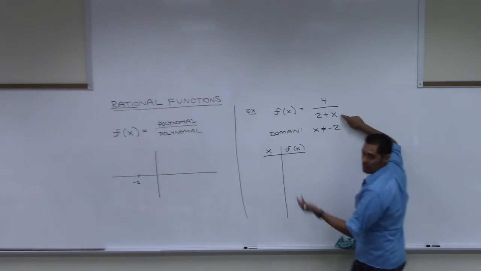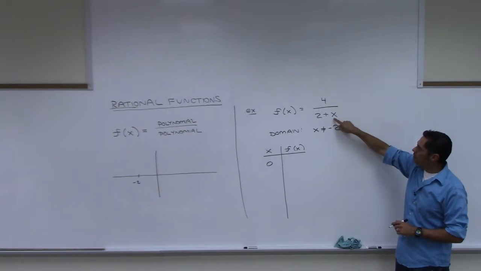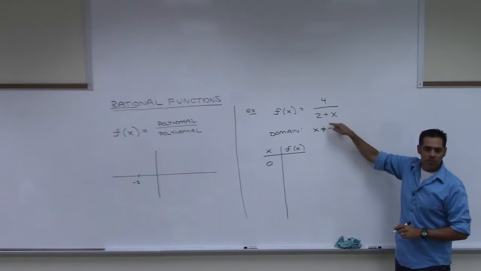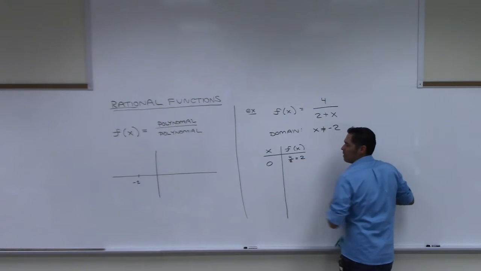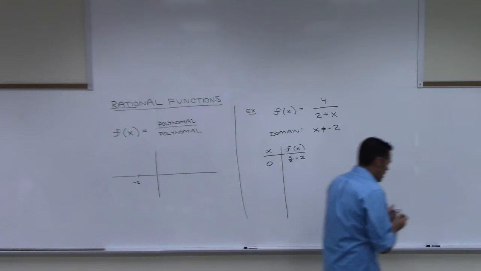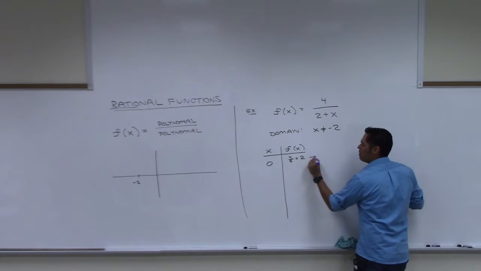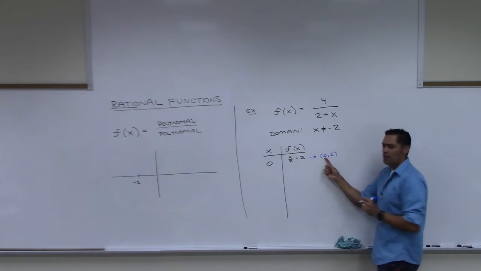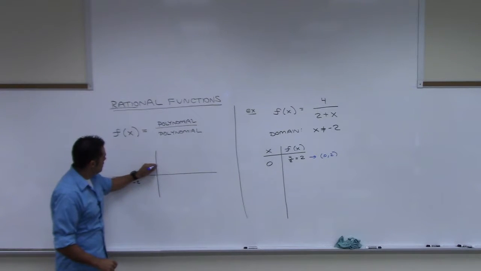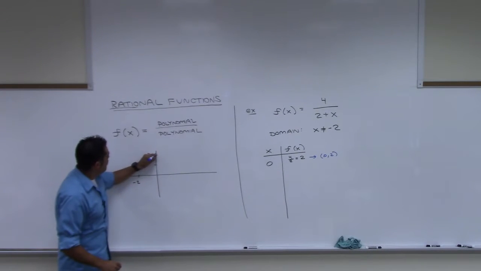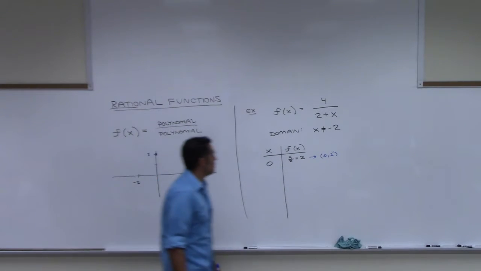How about 0, right? Let's just plug in 0. What happens if we plug 0 into the function? We get 4 over 2, which is 2. So look, if I come over here to the graph, and I think I'll do the graph in a different color, I'll do it in blue. This is the point (0, 2). You plug in 0 for x, you get 2 out. So (0, 2) means that point right there is on my graph. Agreed?